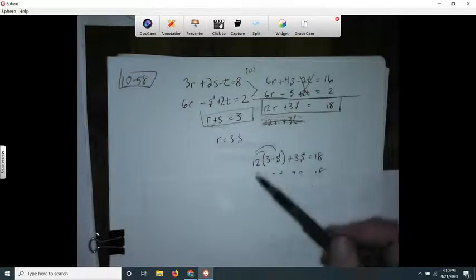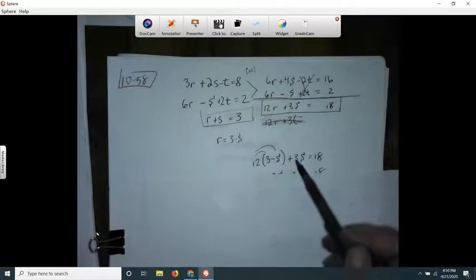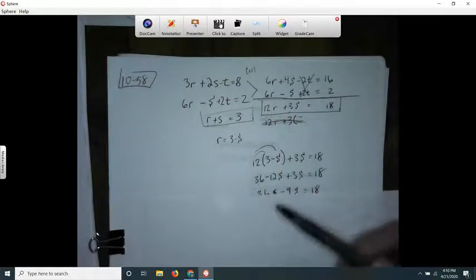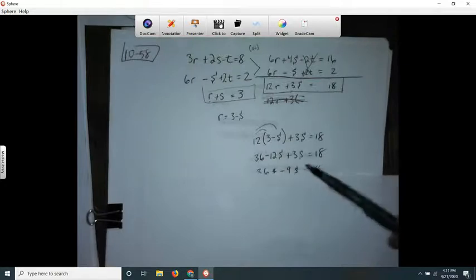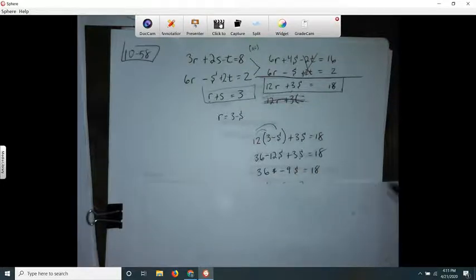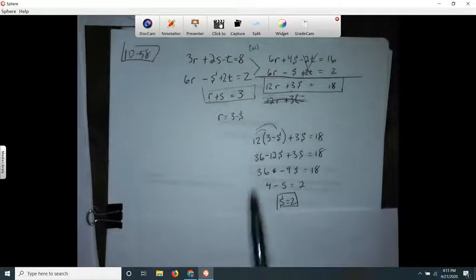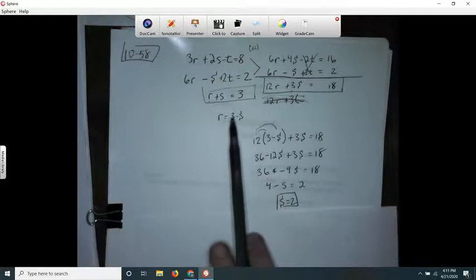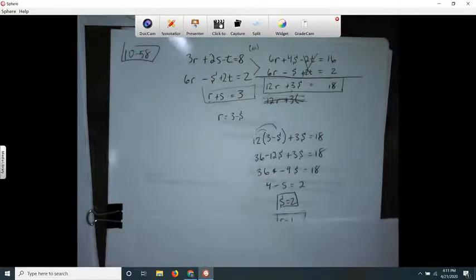So I went 12 times, that's R, plus 3, that's S, 3S equals 18, and then I distributed, and then what did I do there? Combine like terms. I divided through by 9. I probably didn't have to do that. I could have just subtracted, but I thought it would be fun to divide through by 9, and then I could just tell that S was 2, because 4 minus 2. So there's S. So then when I knew what S was, I plugged it right here, and I said, well, 3 minus 2, that is 1, so R must be 1.